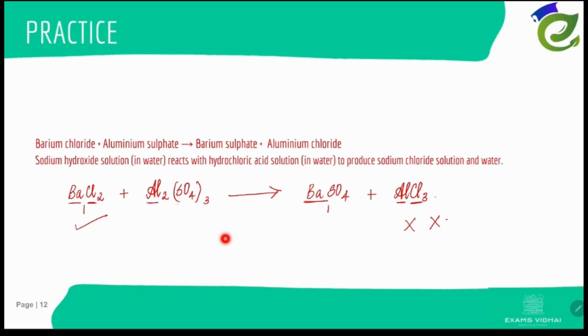And if we are taking sulfur, in the reactant side we have 3 sulfur atoms, and in the product side we have only one sulfur atom. Therefore, that is also not balanced. And if we are taking oxygen, in the reactant side we have 12 oxygen atoms, and in the product side we have only 4 oxygen atoms. Therefore, that is not balanced. So, how will we balance?